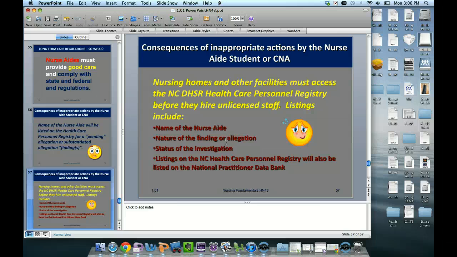So, consequences of inappropriate actions by the nurse aide student or the CNA. The nursing home and other facilities have to access the registry before they hire you. The listing will include your name, the nature of the finding or the allegation, the status of the investigation, and listings on the North Carolina Healthcare Personnel Registry will also be listed on the National Practitioner Databank. So if you do something in North Carolina and then you decide you're going to move to California, they can actually find it there as well.